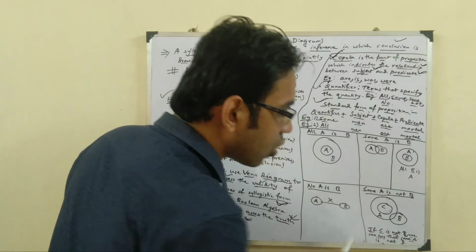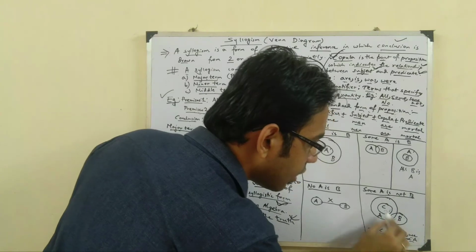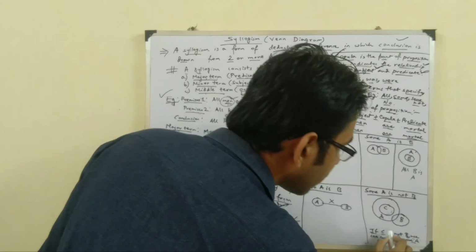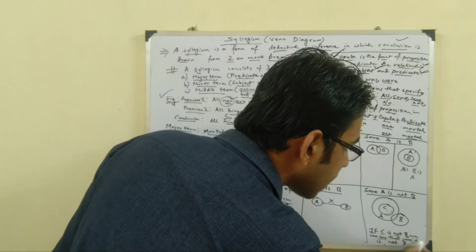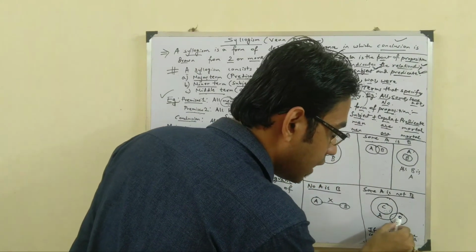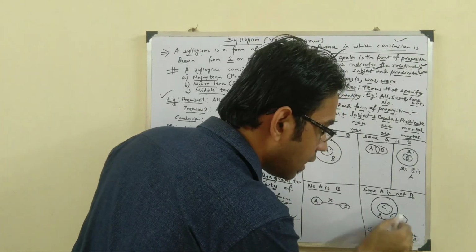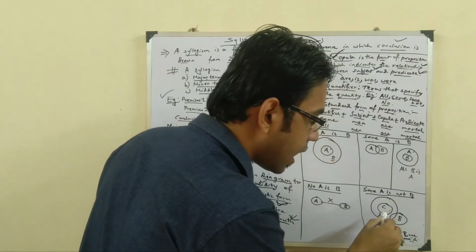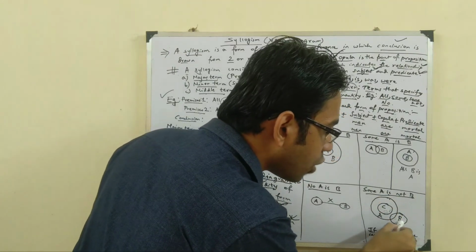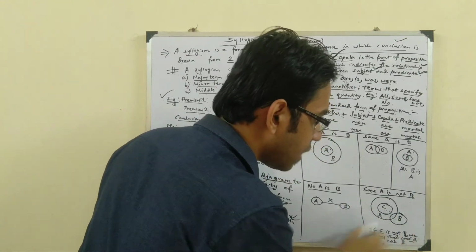But C and B are not touching. Why? Because if it is given here, C is not B, so C and B are not touching each other. If it is mentioned that C is not B, we can say some A is not B. Why? Because if C is not B, as C is within A, occupying some portion of A, that portion will not be equal to B as C is not B. Therefore, some A is not B.